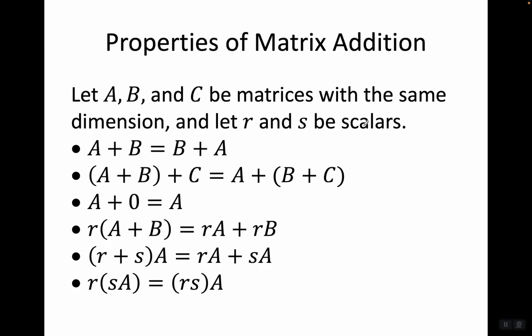Here are some properties of matrix addition. We talked about that earlier. Let A, B, and C be matrices with the same dimension. Let R and S be scalars. This one means that matrix addition is commutative. It's distributive. You've got a zero matrix. You add that to anything, you just get back A. You multiply A plus B by a scalar. It's the same as multiplying each of those by the scalar and then adding. (R+S)A is RA plus SA, and R(SA) is (RS)A.